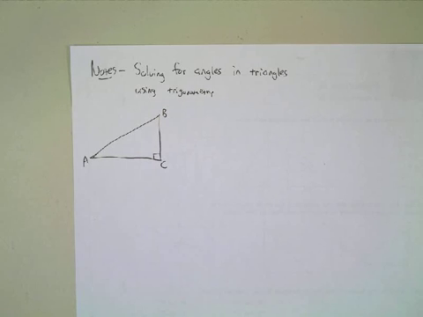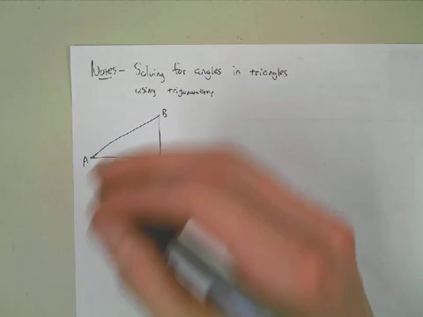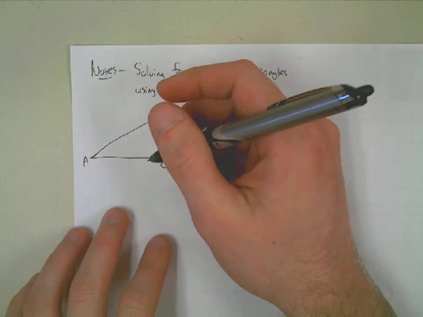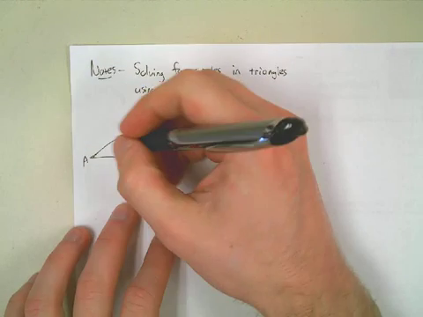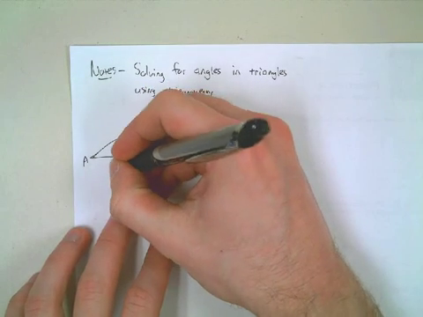Okay. All right. So what we're going to do today is use trig ratios to solve for angles, and not sides. So we can actually use trig ratios to solve for angles instead of sides. Okay, so let's put in some information here into our triangle.